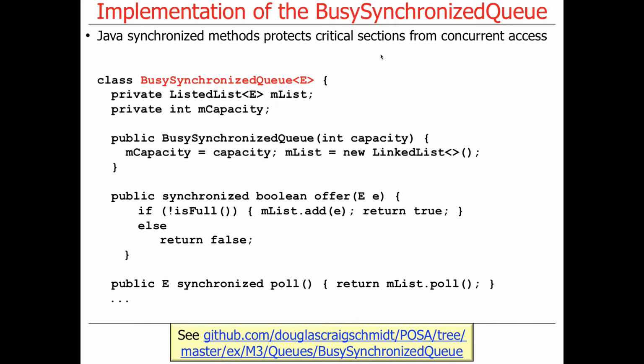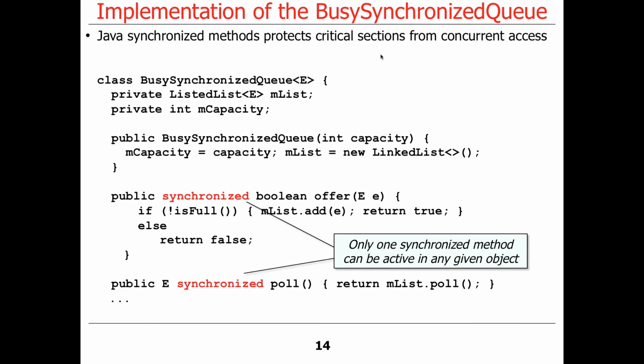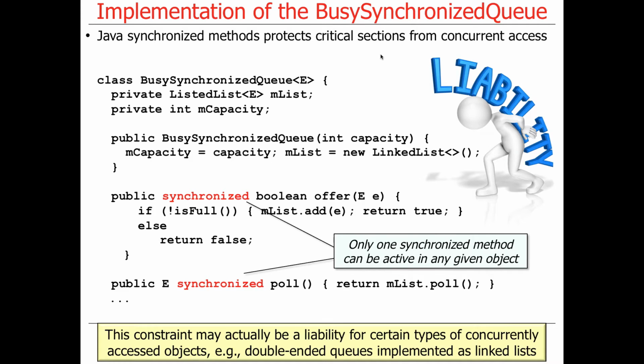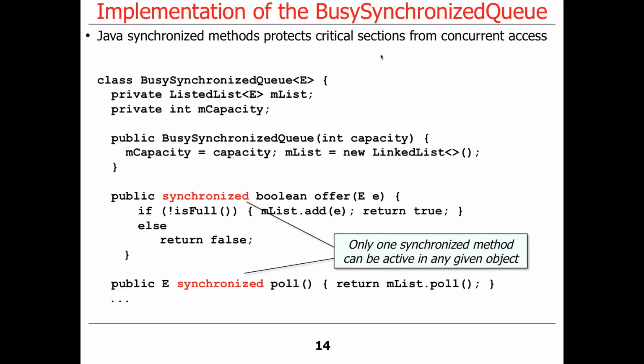So let's take a quick look at the implementation. You can find the implementation here, but it's easy enough to show the key points just on the slides. Busy synchronized queue is a queue, and it has the offer and poll methods, and you can see that they're synchronized. That means only one of these methods can be running on a given object at a time. We'll take a deeper look at what they do in a second. The key thing to note is that only one thing can be happening. This is going to solve the race condition problems we had with the earlier implementation.